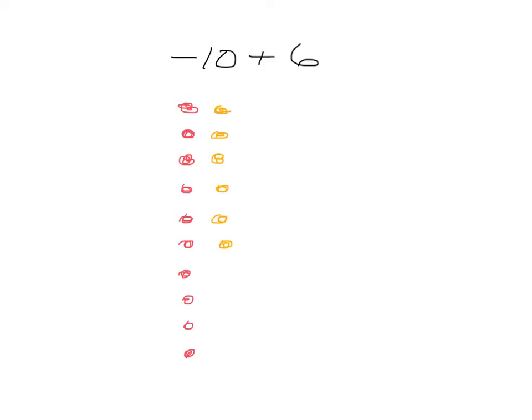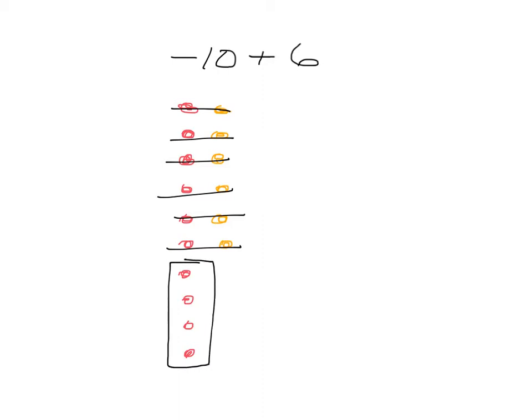So I have 6 yellow, 10 red. And then here's where we cancel them. 1, 2, 3, 4, 5, 6. I am left with 4 reds, and reds are negative, so our answer would be a negative 4. So that is one way to solve this.